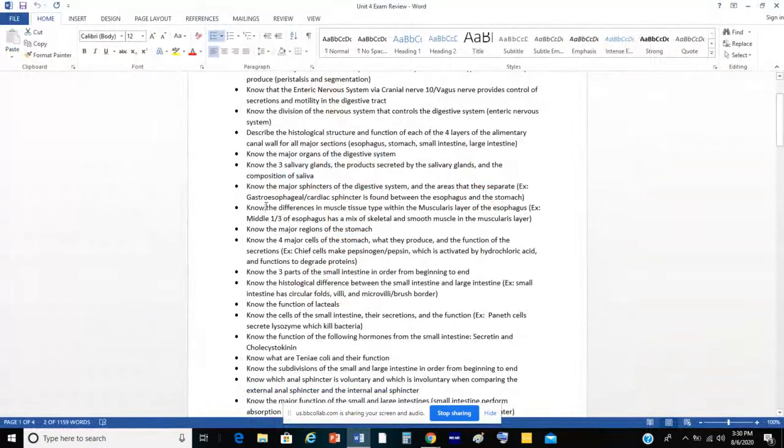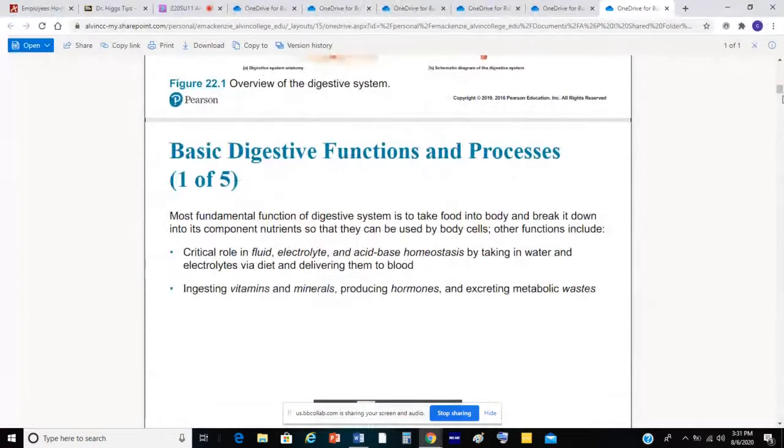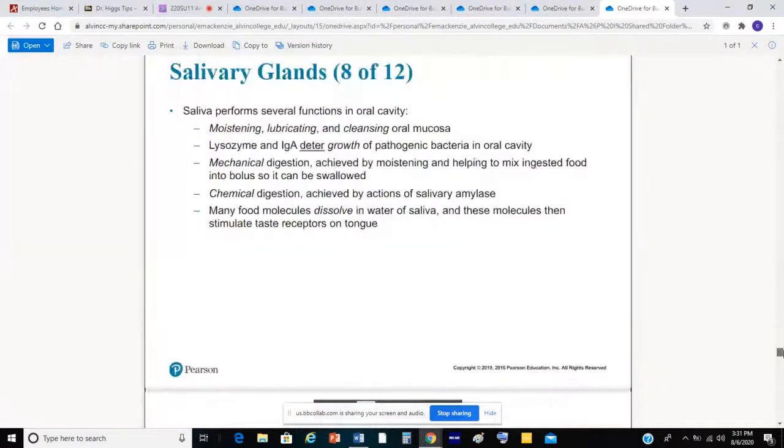Again, keep going. We talked about the differences in muscle tissue in the different parts of the esophagus when we look at the muscularis externa layer. Remember, in the upper third, it's skeletal, in the middle it's skeletal and smooth, and in the lower third, it's all smooth. Keep going. A lot of this is just things you need to know.